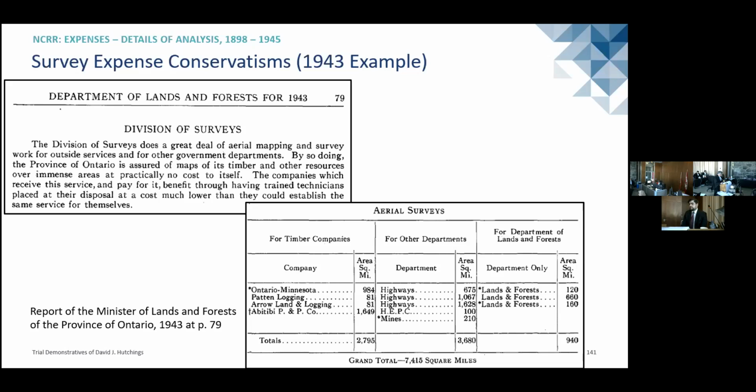For other departments in the middle, they surveyed almost 3,700 square miles of land, much of which was for the Department of Highways. And then on the left, they do some survey work for timber companies. Now, my understanding from reading the reports is they do receive some revenue from those companies. They don't do it for free, but it's a sense in which the aerial surveys serve other purposes, right? Highways, I think we can agree that's not in HEPCO, that might be properly charged against hydro. So there's other work going on, but I include it all.